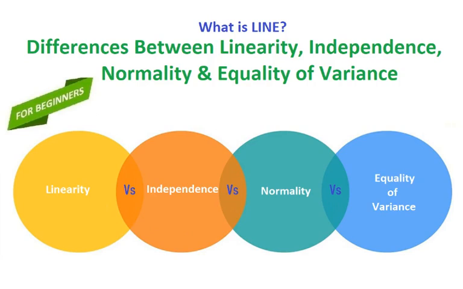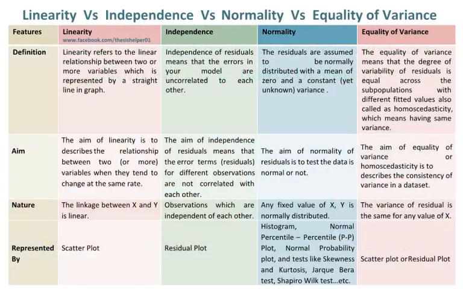What is linearity? Differences between linearity, independence, normality, and equality of variance. Linearity versus independence versus normality versus equality of variance. Linearity refers to the linear relationship between two or more variables, which is represented by a straight line in a graph.